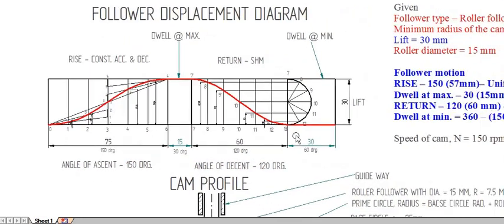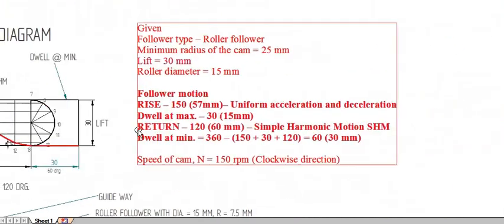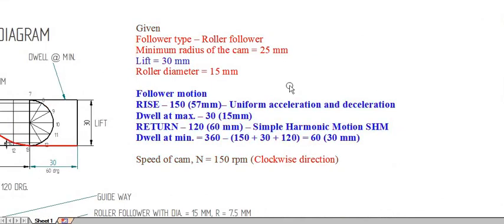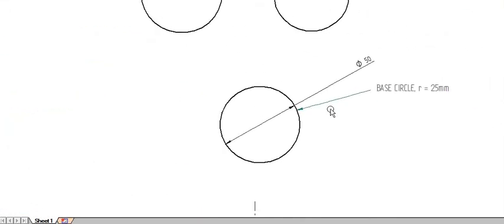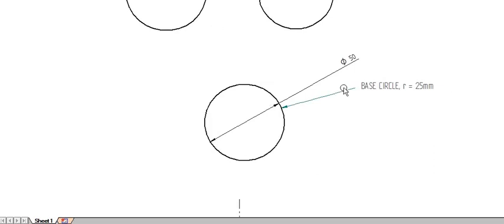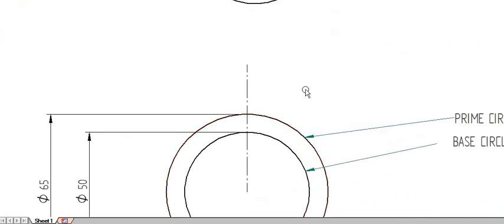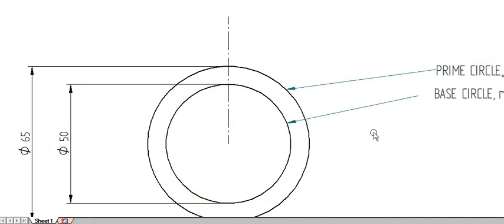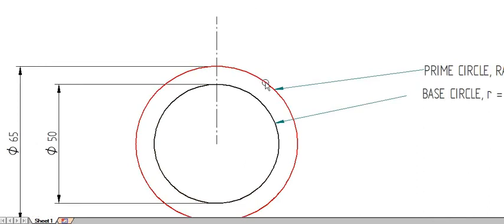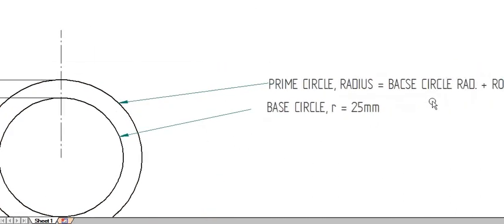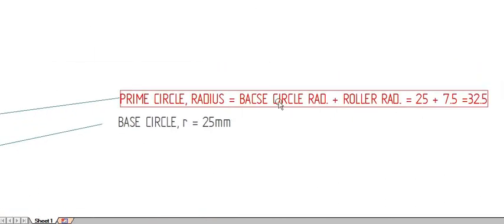So follower diagram going to the cam profile. Minimum radius of the cam is 25, so I am drawing a base circle of minimum radius 25, that means diameter 50. Then you have to draw a prime circle. This one is a base circle and this one is the prime circle. The prime circle radius is base circle radius plus roller radius.